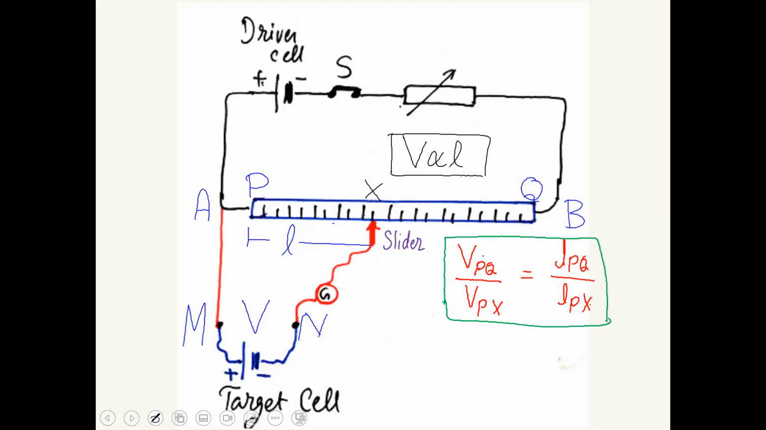So look at this one. This is a slider. We are moving the slider forward and backward, and we have to stop the slider at a point. Now, MN is capital V. So VPQ upon VPX is equal to LPQ upon LPX. When the galvanometer shows zero deflection, at this point, these two voltages are equal. This is called null method. So when you stop here, you apply the ratio, and when you apply the ratio, you can find the unknown voltage. This is the method which we use. And the voltage across the terminal PX is equal to the voltage across MN.